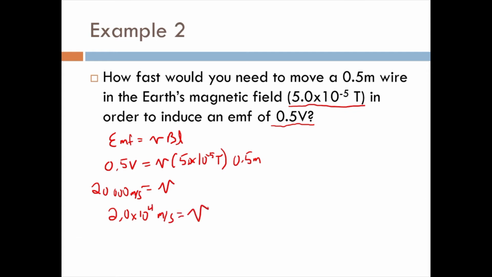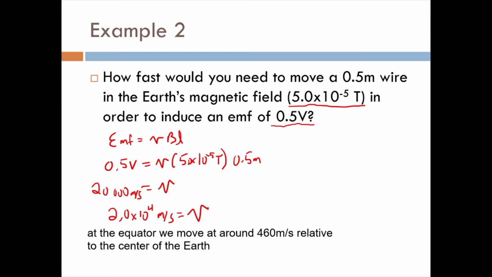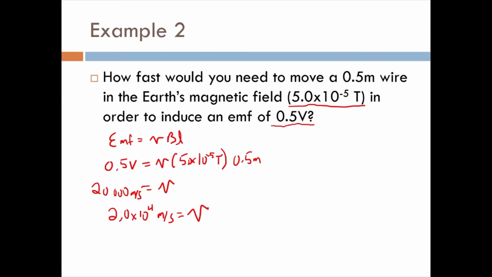So if I want to generate half a volt of electricity, I have to move this half meter wire 20,000 meters per second relative to the magnetic field of the Earth. Okay. So that's really fast. And this is why we can't actually use the Earth's magnetic field to any great effect for generating free electricity, because the speed that we would have to travel relative to the Earth's magnetic field is really, really large.